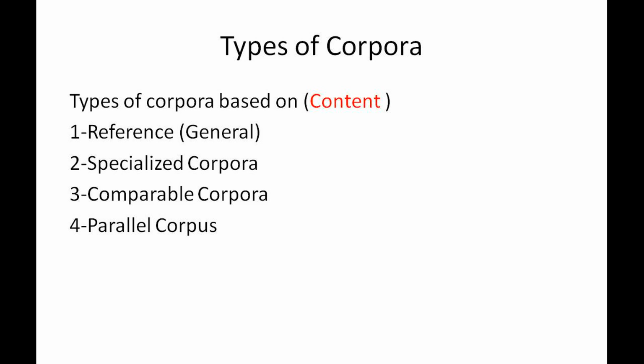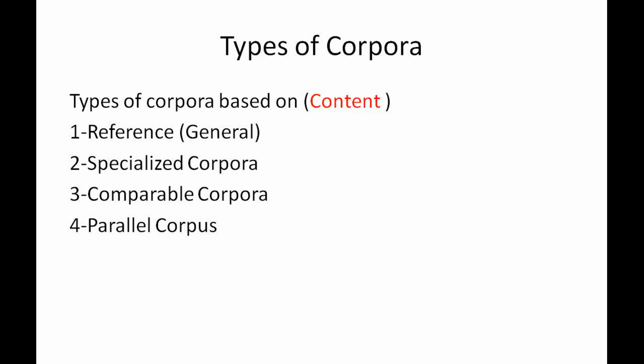Why do you have spoken and written text? It's easier to compile written text than spoken text for different reasons. Now, for spoken text, you need to have the recording first, then transcribe it, then have it in text format.